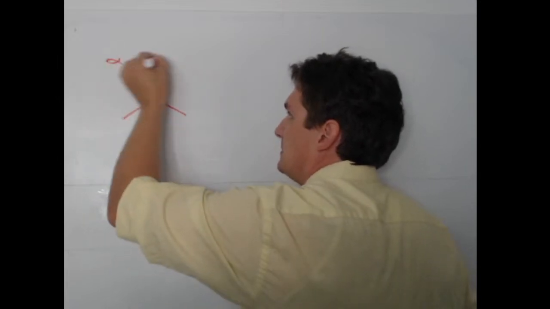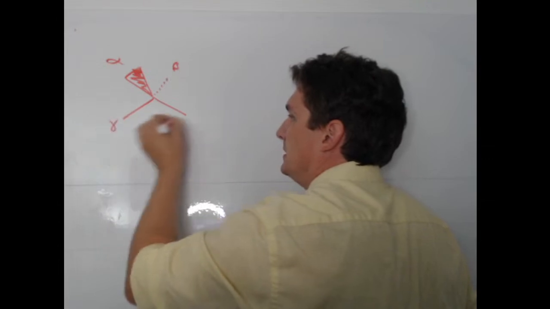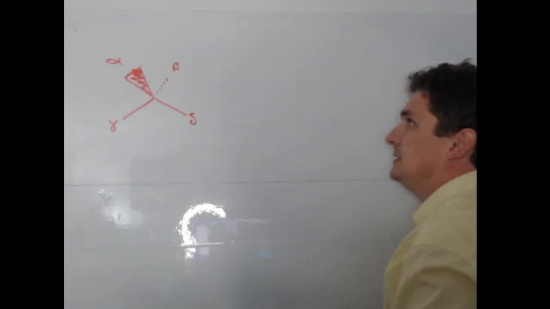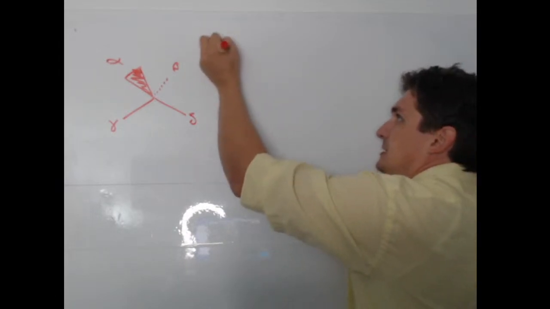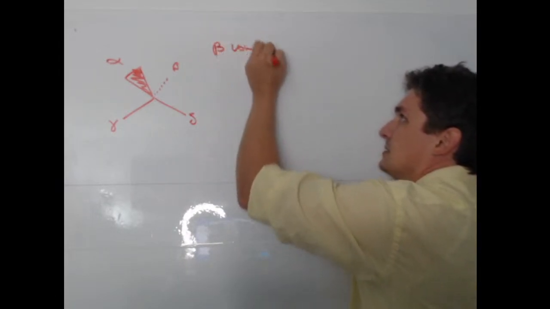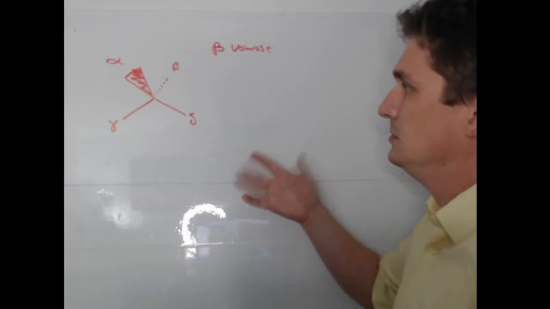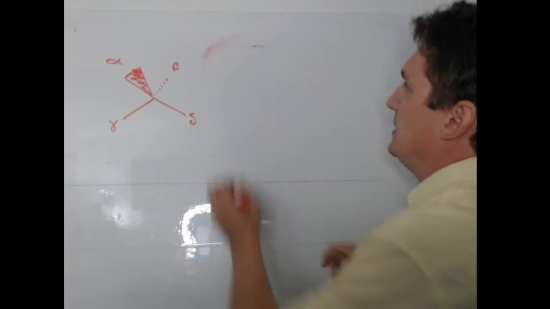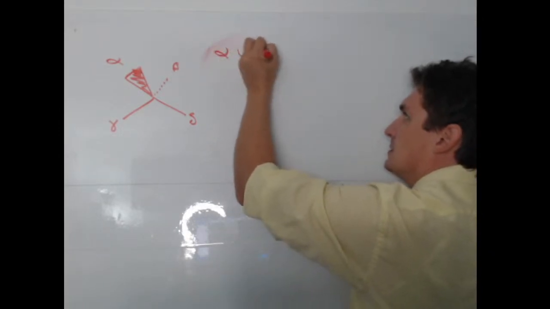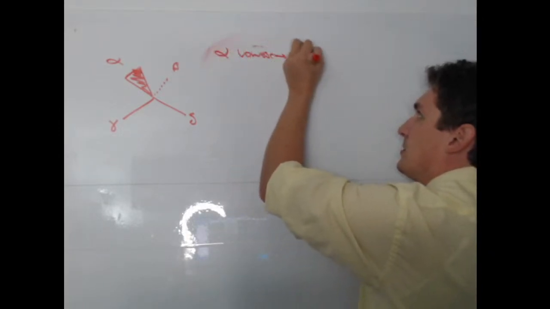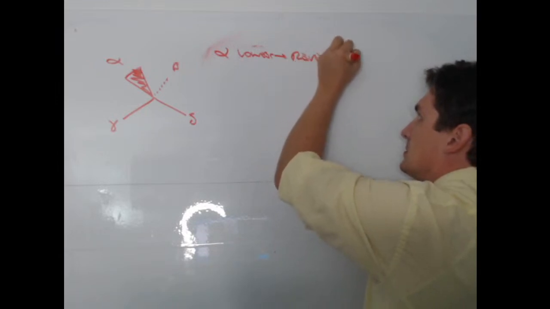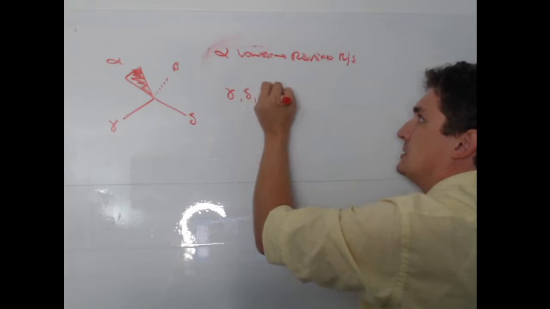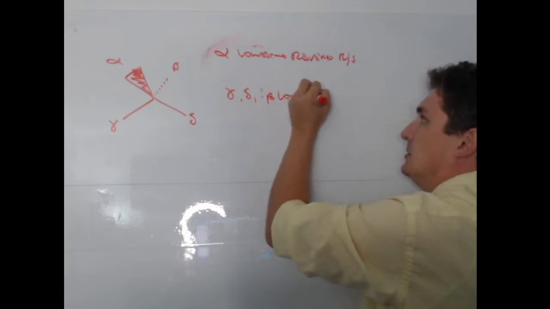So let's say we have alpha, beta, gamma, and delta. If alpha is the lowest, you reverse the R and the S. Whereas if delta, gamma, and beta are the lowest, you can read it as is.